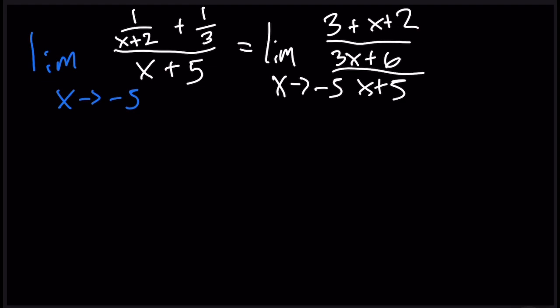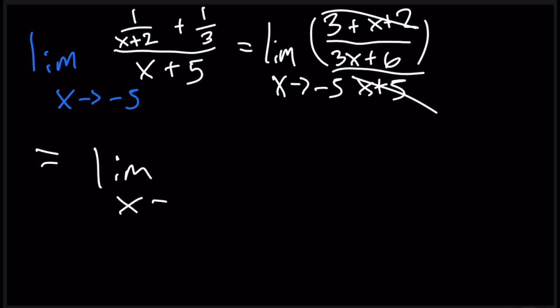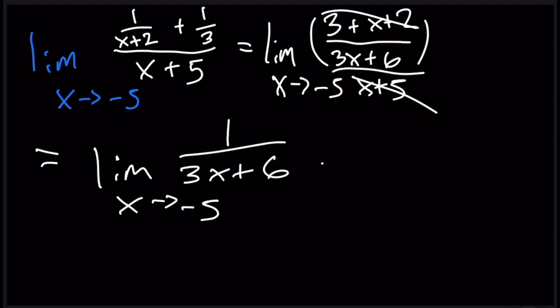This is the numerator. And so we can see that the numerator is now x plus 5. And in the denominator, we also have an x plus 5. So those two will cancel out. And this limit will read the limit as x approaches negative 5 of 1 over 3x plus 6. And by just substitution, we can plug in negative 5, and we get this equals negative 1 over 9.